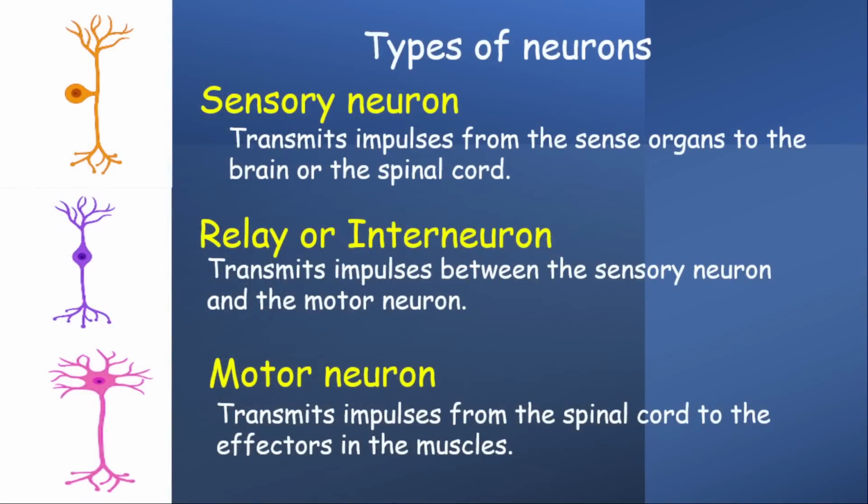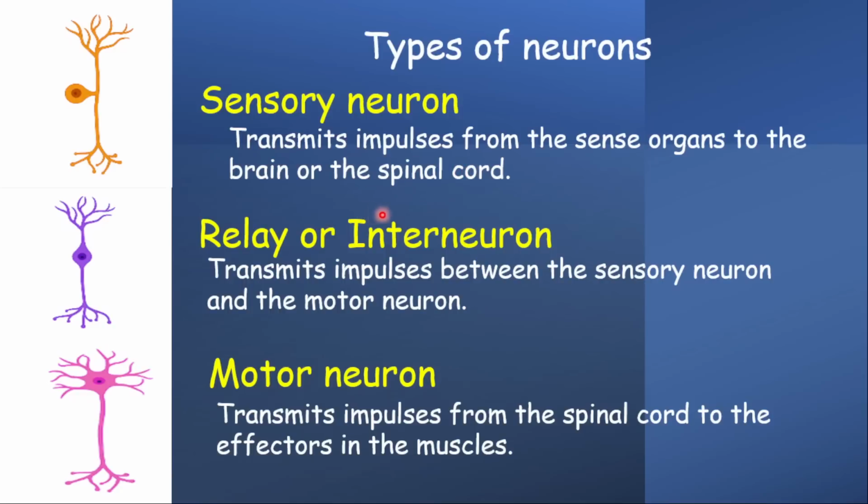And so we have three basic types of neurons right here. We have a sensory neuron. Easy way to know the sensory neuron, the cell body is at the side. Side, S. Sensory neuron, cell body at the side. The sensory neuron transmits impulse from the sense organ to the brain or the spinal cord. So pretty much once it's run from the sense organ, that's the sensory neuron.